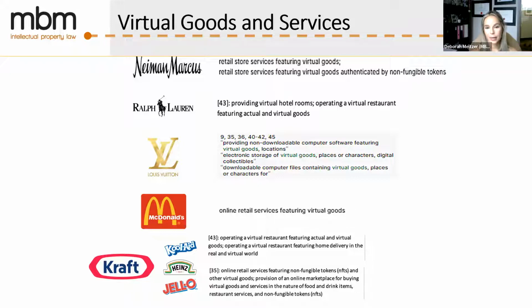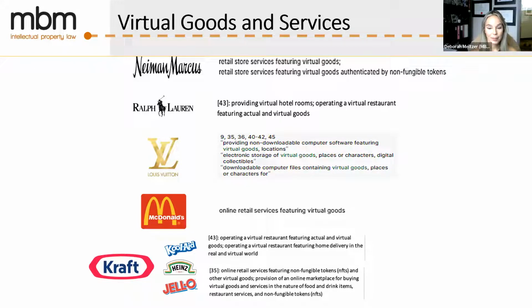We see luxury brands like Louis Vuitton. I'll get into what Gucci is doing and other clothing companies, but they're applying for things like providing non-downloadable computer software featuring virtual goods, storage for virtual goods. McDonald's, not surprisingly, they need to get in on this as well. Online retail services featuring virtual goods, whatever that means.